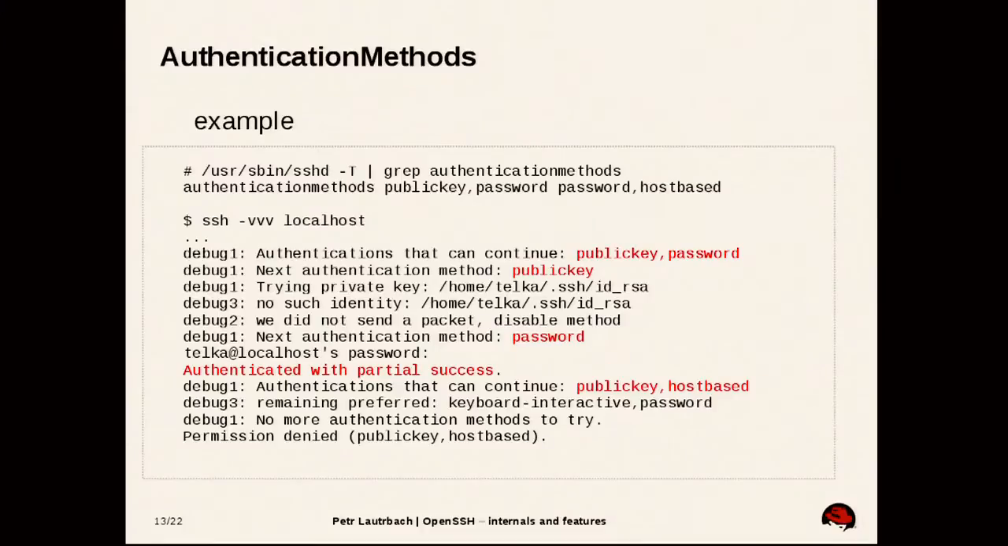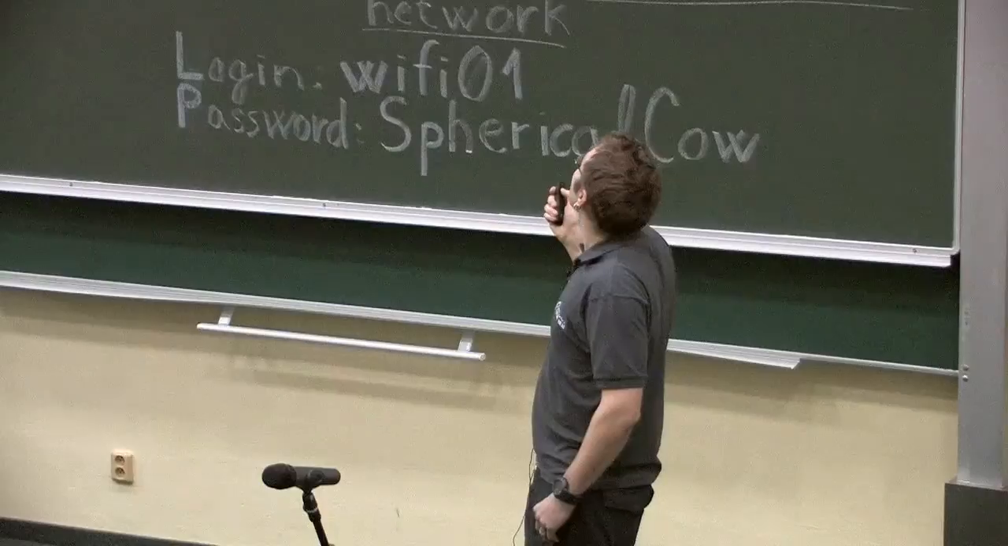Okay, thank you. So here's an example of how it can work. AuthenticationMethods takes a string of parameters, where as an argument it takes a method list, which is divided by commas, but can also be divided by spaces. That means that I can set multiple sets of required methods. In other words, in this example, this means that the client passes public key and password authentication, or passes password and host-based authentication.